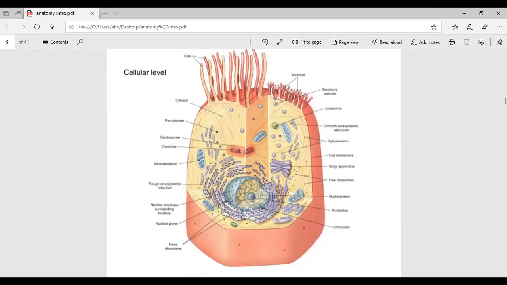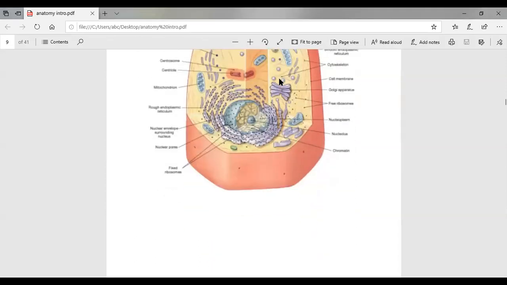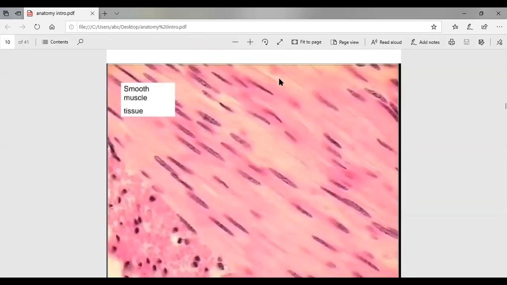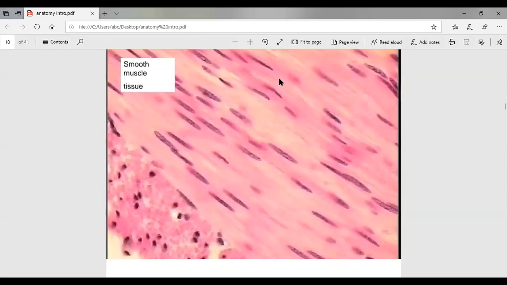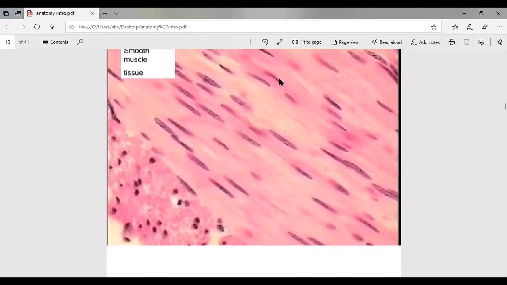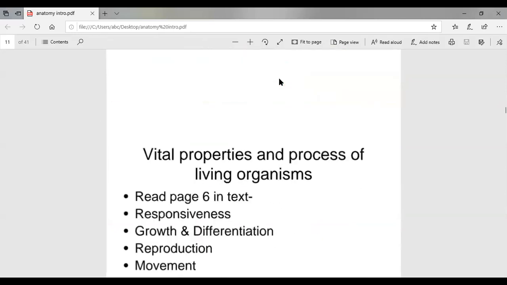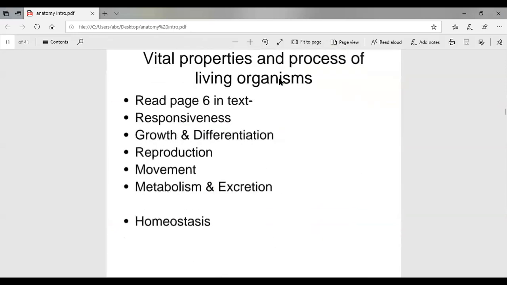You might have heard about mitochondria, nucleus, Golgi apparatus, cytoplasm. So these are the different organelles forming a single cell. Let's go ahead. So many cells have combined and they have formed a tissue. Let's go ahead. Still further.